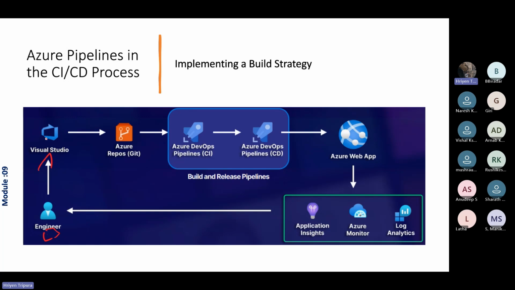Then once it is done, they will push the code to the Azure Repos. That is again Git version, right? So they will push the code here, to your Azure Repos. Once it is pushed, there is something called a build and release pipeline. There comes a concept called CI/CD. And when it comes to the CI, continuous integration.